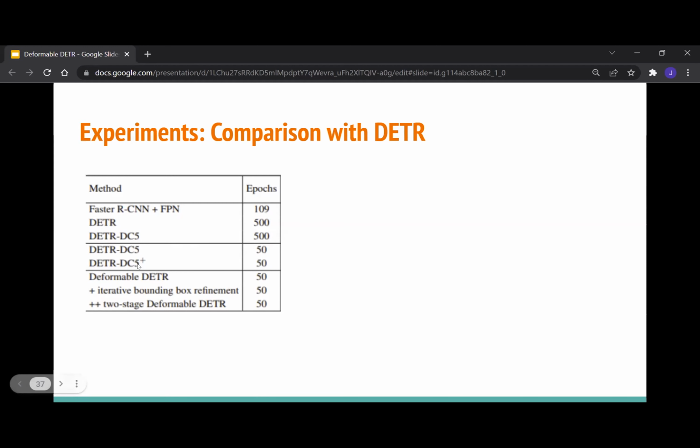This plus signifies that unlike the original DETR DC5, this one is run using 300 object queries as opposed to 100. And then finally, we have deformable DETR performed on 50 epochs, and then we have 2 variations on it, one that uses iterative bounding box refinement and the other using 2-stage deformable DETR, which Tristan brought up earlier.